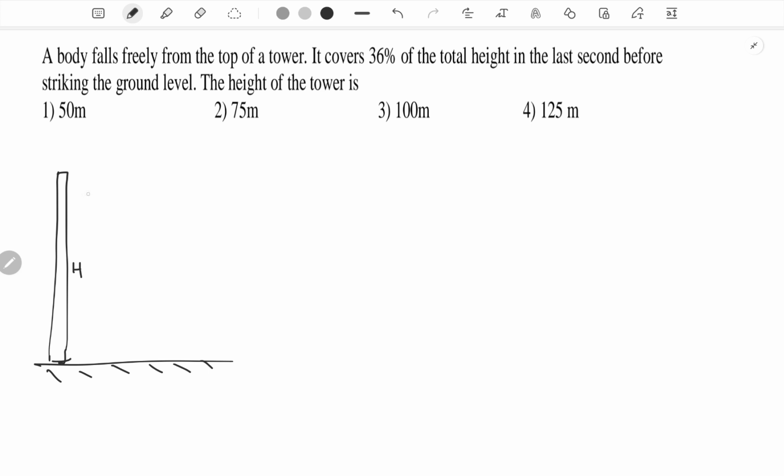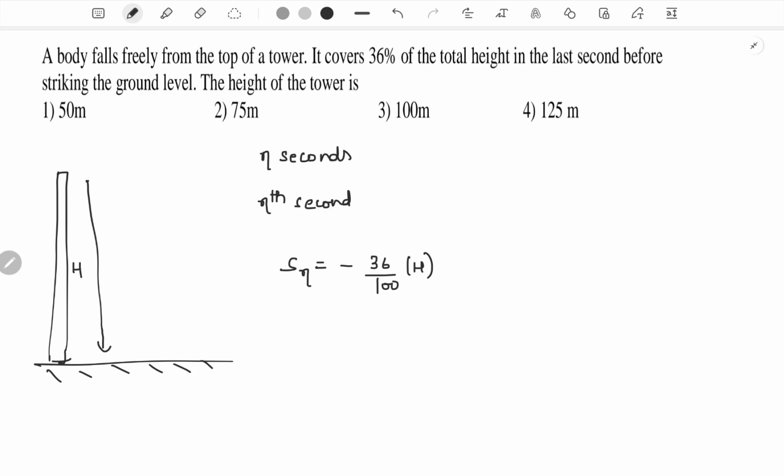Then in the last second of its downward motion, it covers 36% of the total height. So let's assume the time taken by it to reach the ground is n seconds. So the last second is nothing but the nth second. What is the distance traveled, or the displacement, in the nth second? Since it's going in the downward direction, the displacement would also be downwards. It's 36% of the total height, or I can write 36 by 100 into h. So the displacement in the nth second is minus 36 by 100 into h.